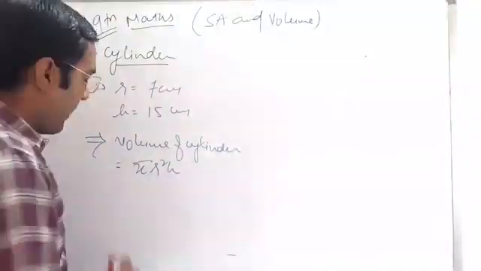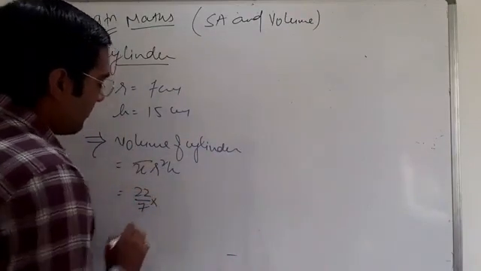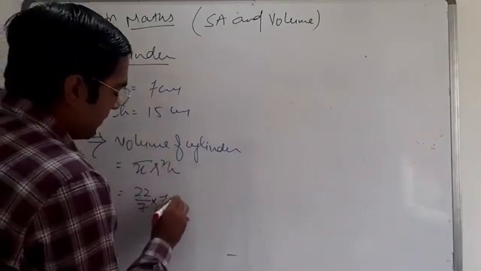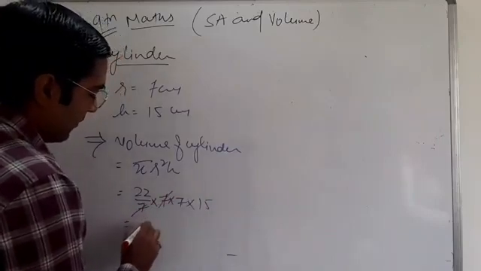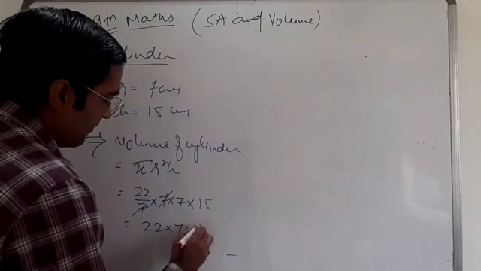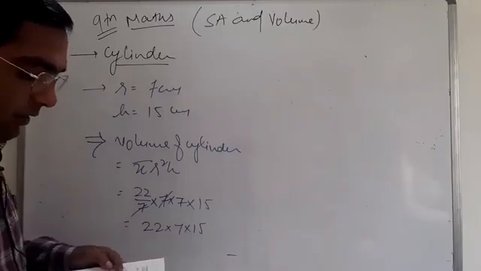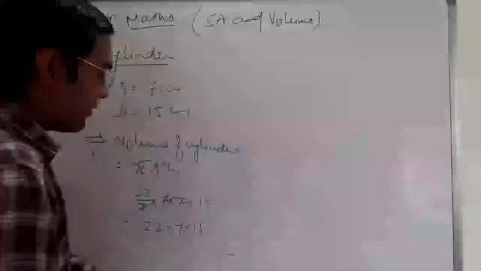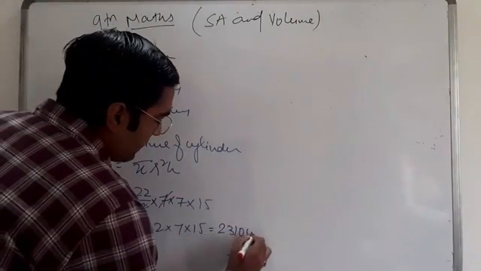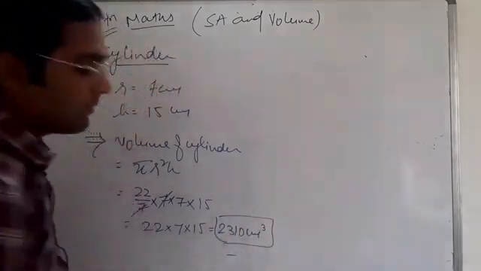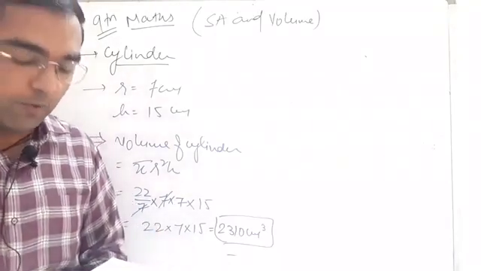Now I'll take pi as 22/7, r as 7 into 7, and the height is 15. Now the 7s cancel out, therefore 22 into 7 into 15. So my answer is 2310 centimeter cube. This is my answer to the first question on volume.